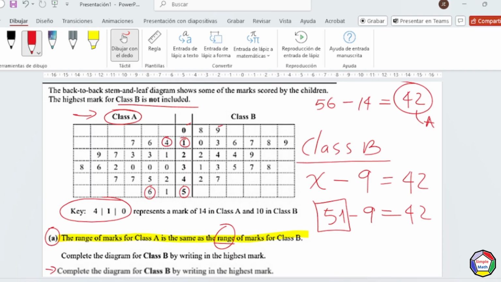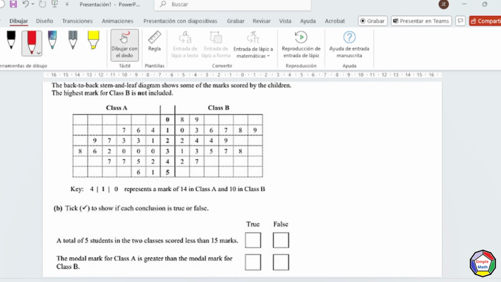So I'm going to write here a number 1, okay? So I have already solved the first question. I have already completed the diagram, the information for class B. So let's go to the second question. Remember, here goes the number 1.